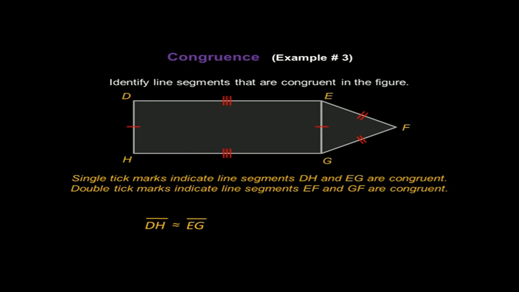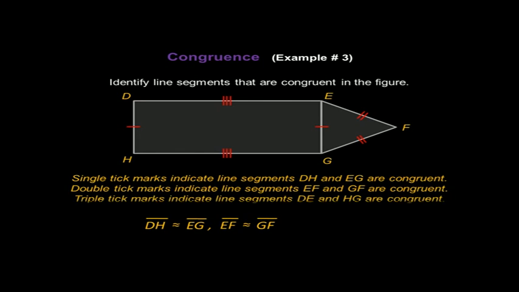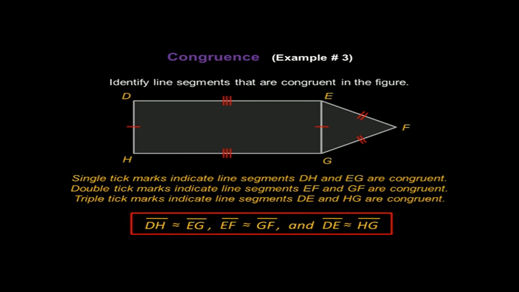Double tick marks indicate line segments EF and GF are congruent. So let's write that down. Line segment EF is congruent with line segment GF. Finally, triple tick marks indicate line segments DE and HG are congruent. So let's write that down. Line segment DE is congruent with HG. We've now identified all of the congruent lines in this figure.